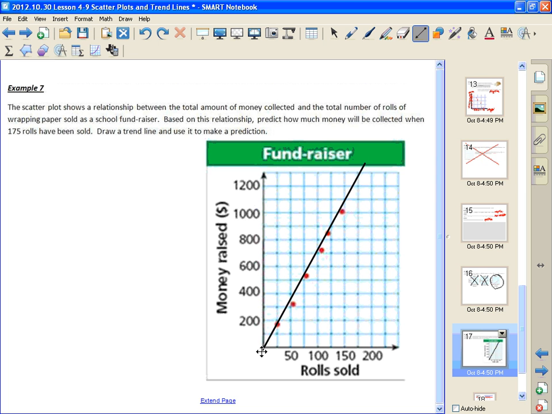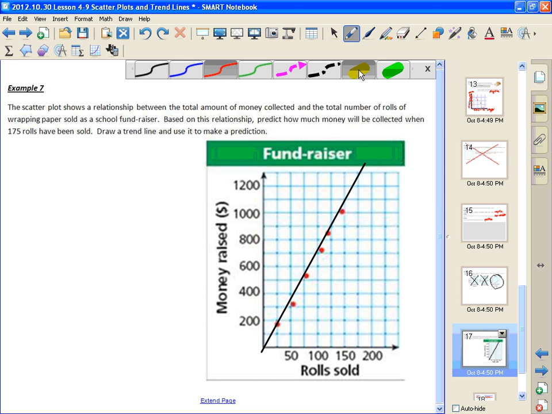Okay, so everybody draw a trend line on their graph. I'm going to walk around and see everybody's trend line so I can make sure that you're doing it the right way. Okay, so we drew our trend line. Let's read up here now. It says the scatter plot shows a relationship between the total amount of money collected and the total number of rolls of wrapping paper sold as a school fundraiser. Based on the relationship, predict how much money will be collected when 175 rolls have been sold. Draw a trend line and use it to make a prediction. So we drew our trend line, right? Here's the trend line that we drew.